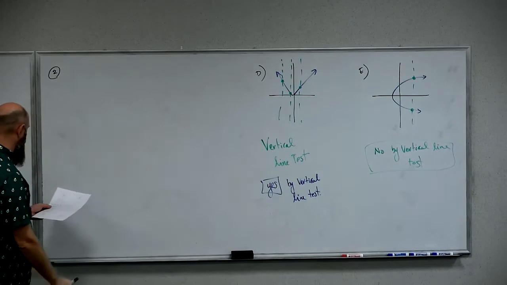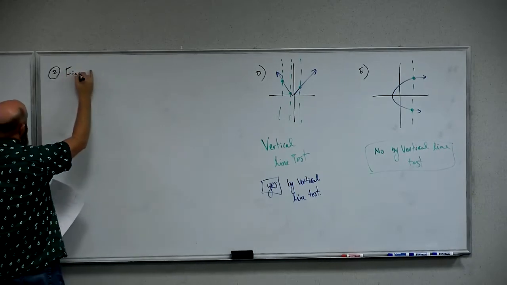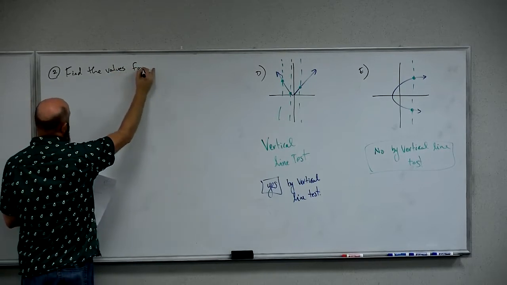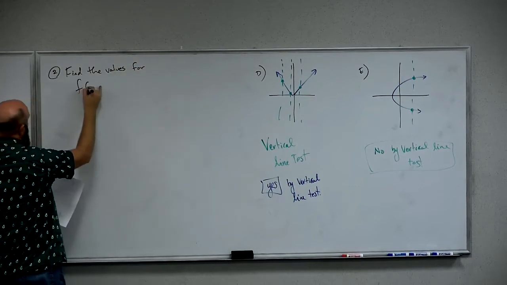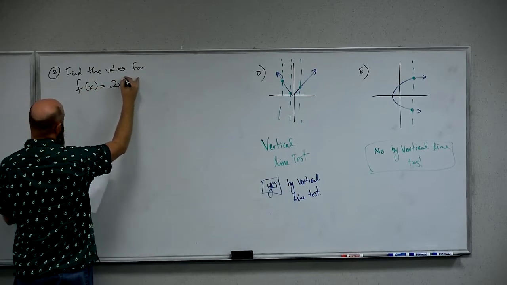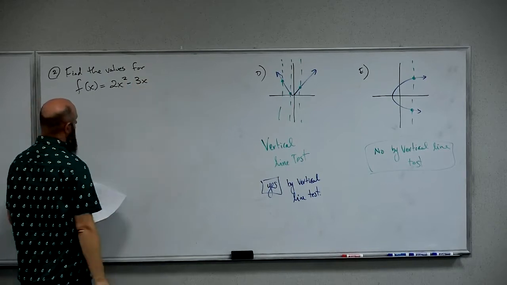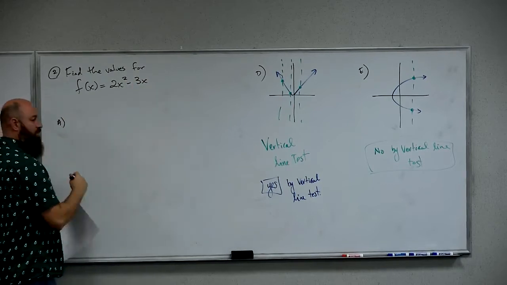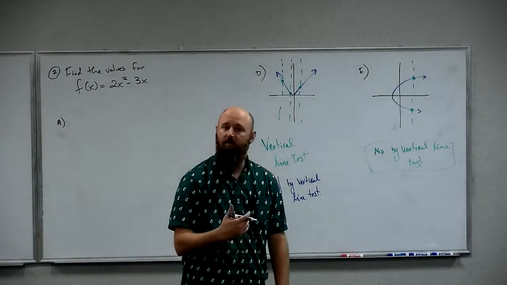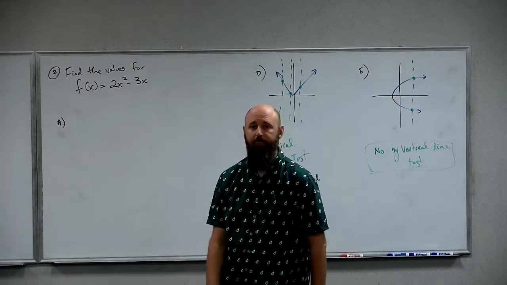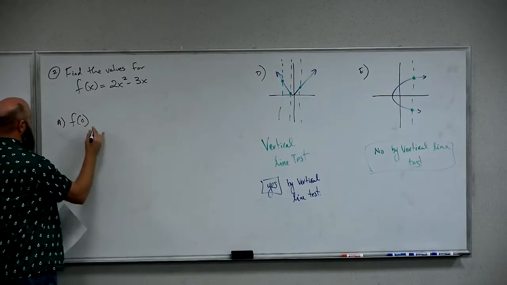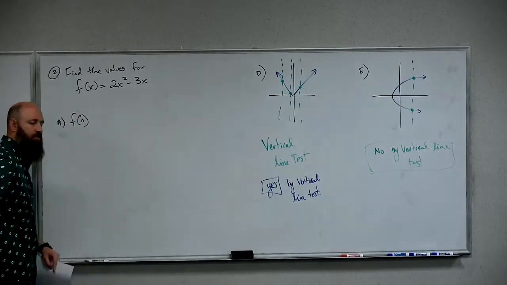All right, the next thing that they're going to ask is they're going to say, find the values for f of x equals 2x squared minus 3x. And then we're going to have a bunch of different problems. We're just going to do one at a time here for these, all using that same function each time. Okay. All right, so our first one, keep it real simple here, f of 0.